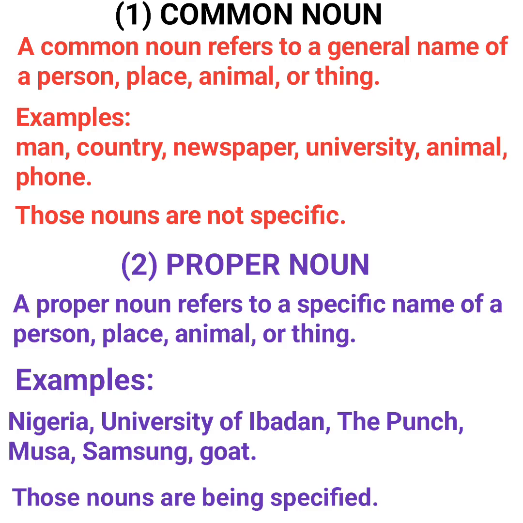When we are talking about common noun, it's a country. The proper noun is Nigeria. Country is being mentioned without being specific. Nigeria is being mentioned specifically. The same thing is applicable to newspaper. Newspaper is a common noun. The Punch is a proper noun. Phone is a common noun. Samsung is a proper noun.